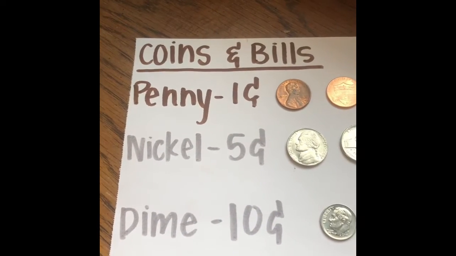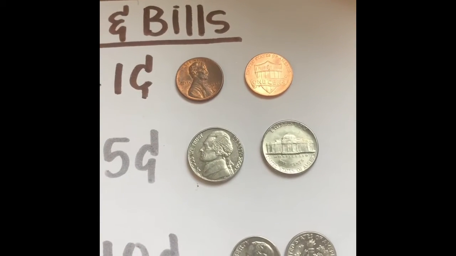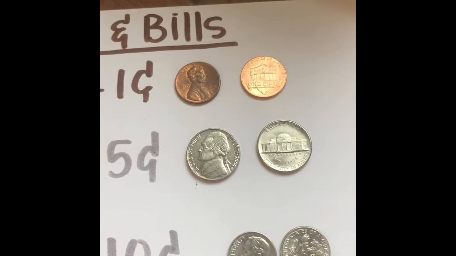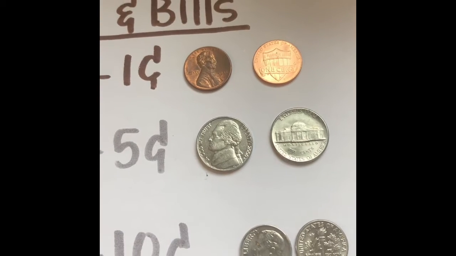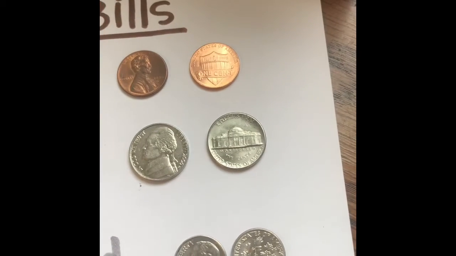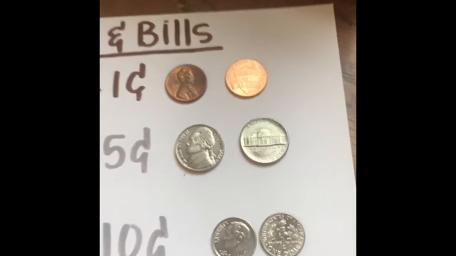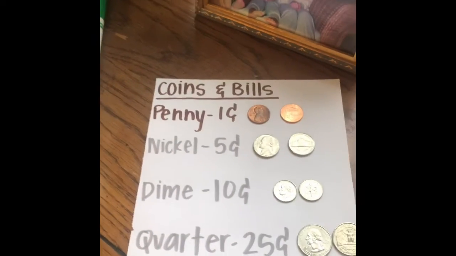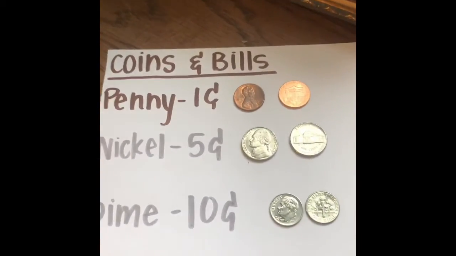Our nickel is 5 cents. We have Thomas Jefferson on the front or on the head. He's got a big collar and wig. And on the back is Monticello, which is the building that he lived in. So 5 cents, 5 times more than our penny.